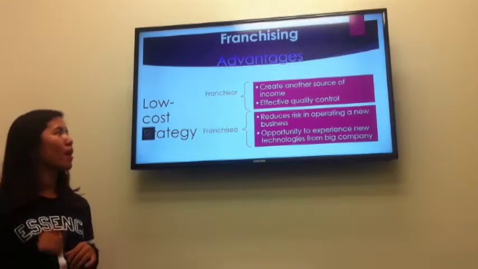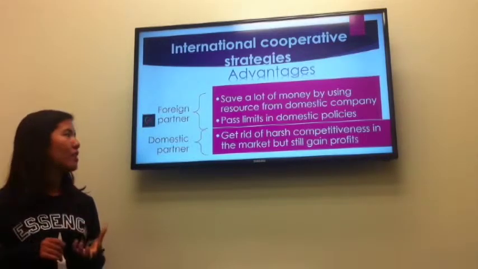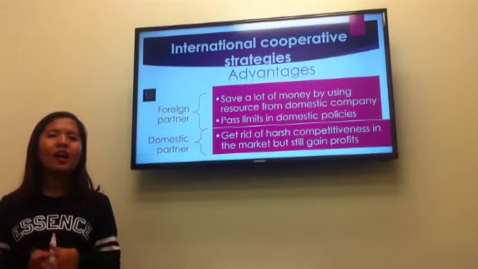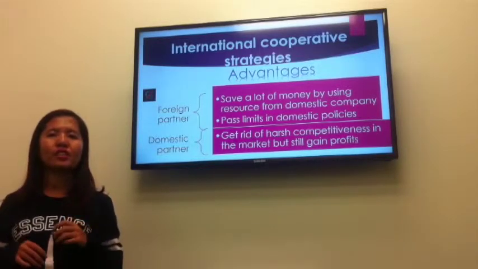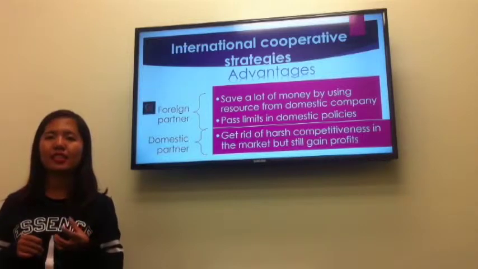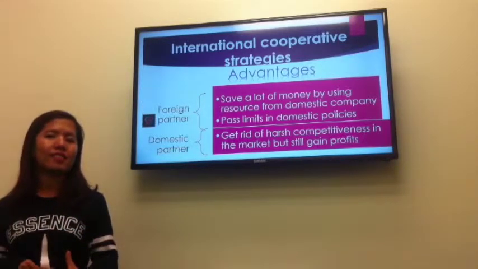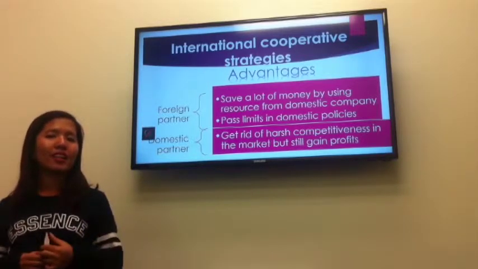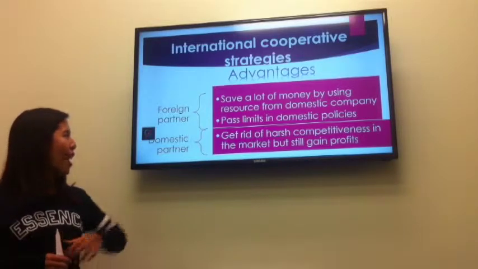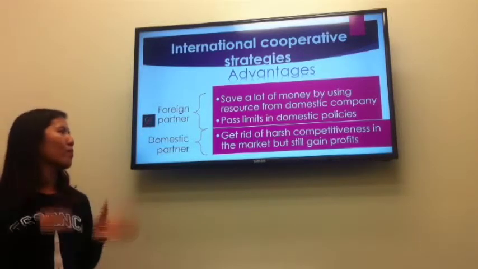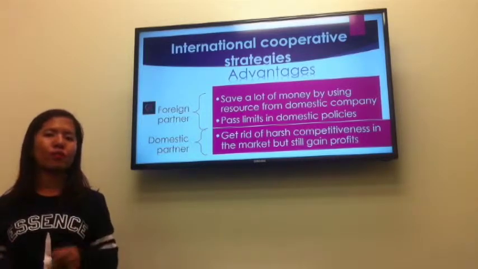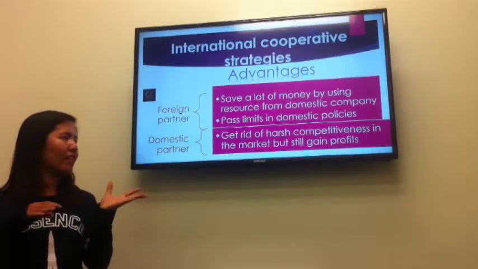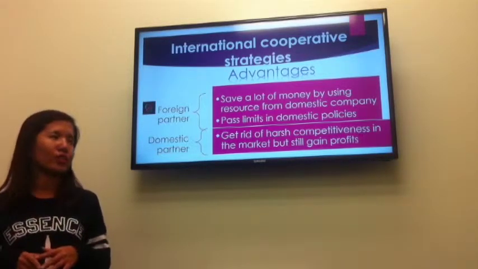The next slide is about the international strategic alliance, which is the cross-border strategic alliance. It is where firms with headquarters in different nations combine their resources and capabilities to gain a competitive advantage. We can see that Walmart and India's Bharti Enterprises signed an alliance in 2014 for this. The advantage is that the foreign partner saves a lot of time by using the resources of the domestic partner, and the domestic partner can get rid of competition in the domestic country.